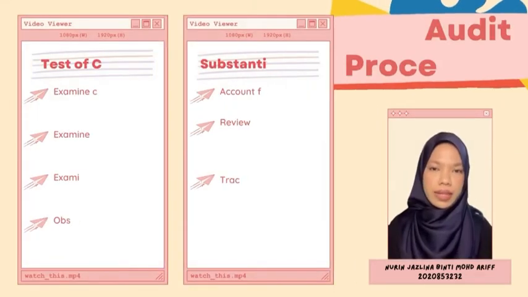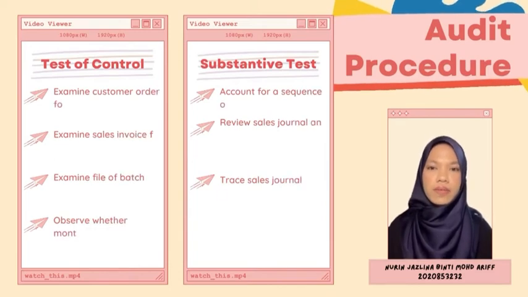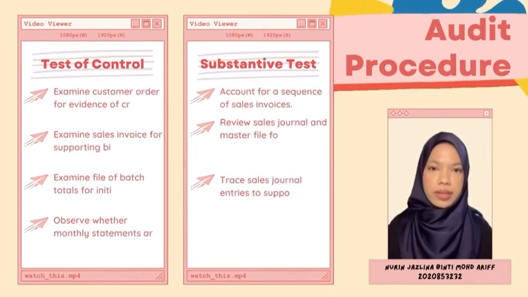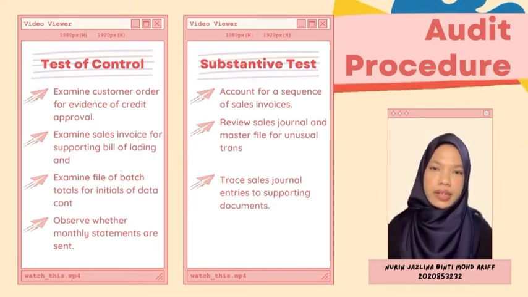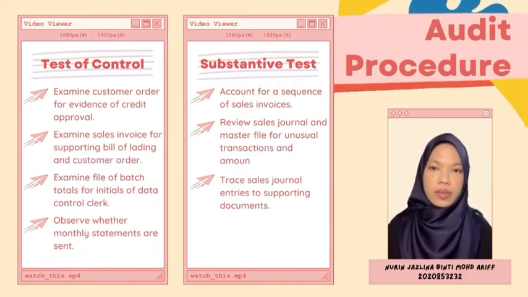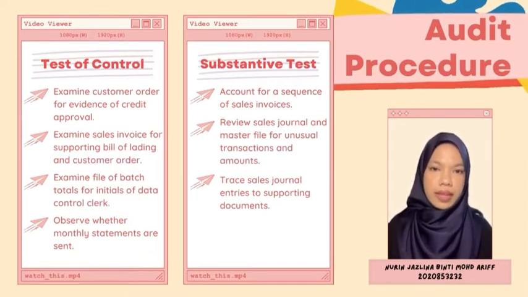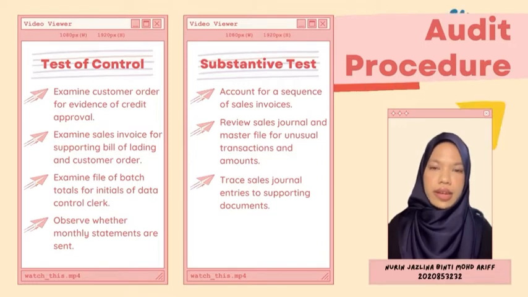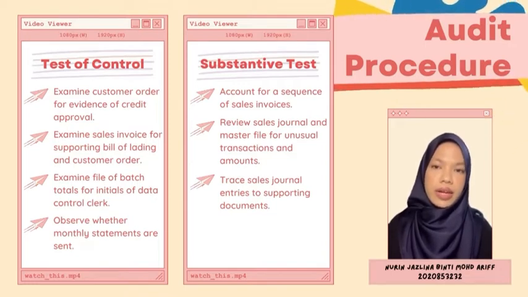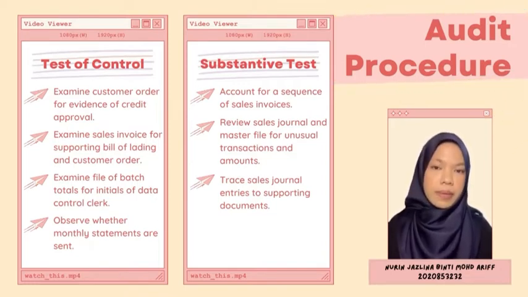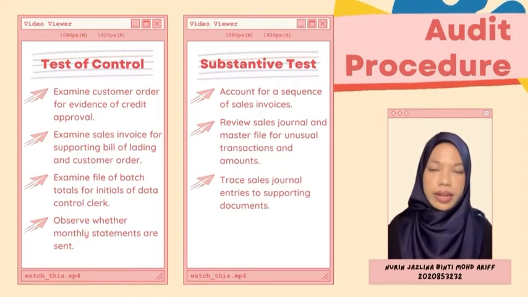While for the substantive test, the auditor may account for a sequence of sales invoices. Next, review sales journal and master file for unusual transactions and amounts. And lastly, trace sales journal entries to supporting documents, including duplicate sales invoice, bill of lading, sales order, and customer order.